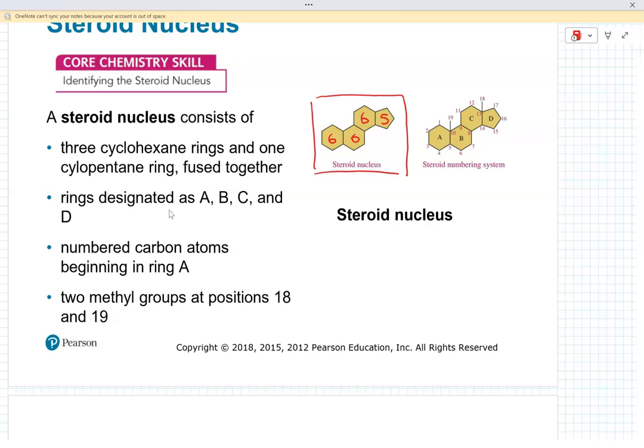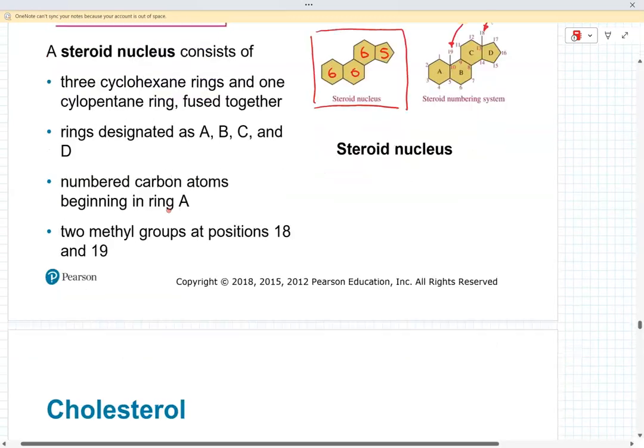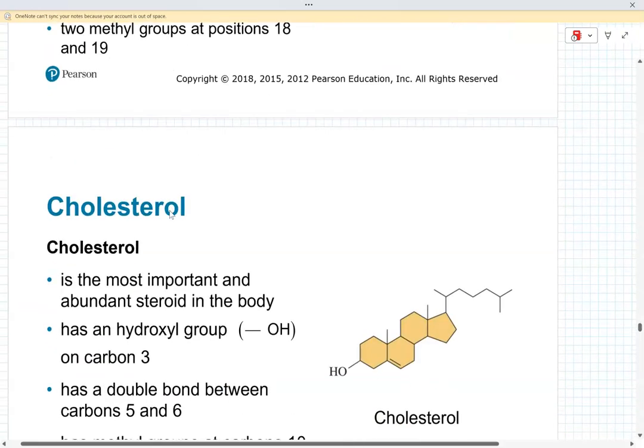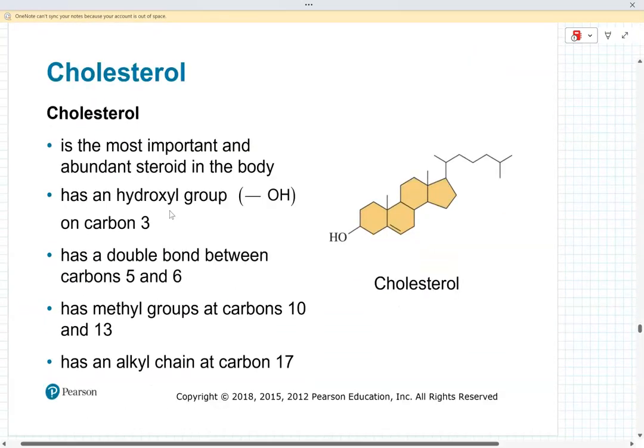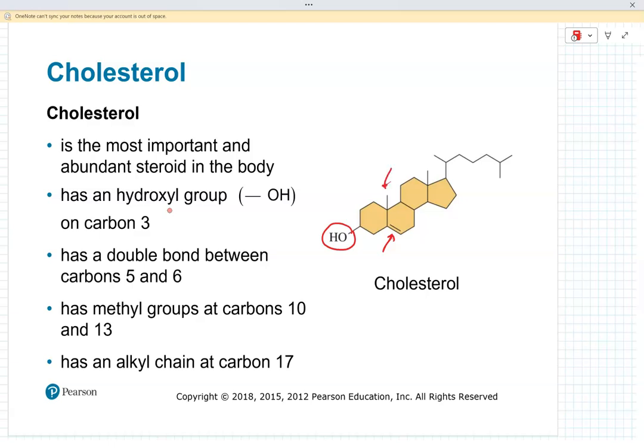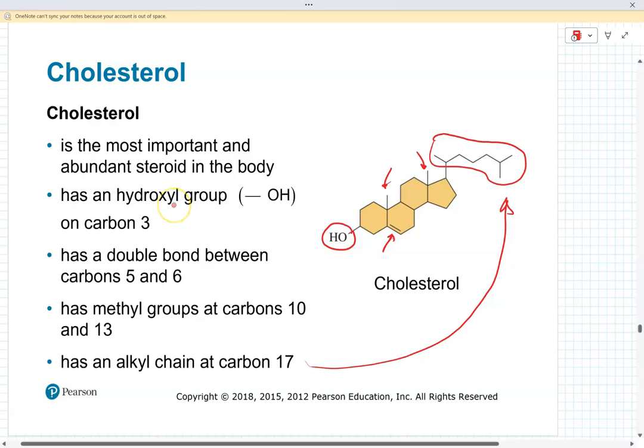But the point is that in cholesterol, there are 2 methyl groups attached to those rings. So cholesterol is, true, the most important and abundant steroid. It has a hydroxyl group, a double bond, 2 methyl groups, and a fairly long alkyl chain at the 17th carbon. Okay?